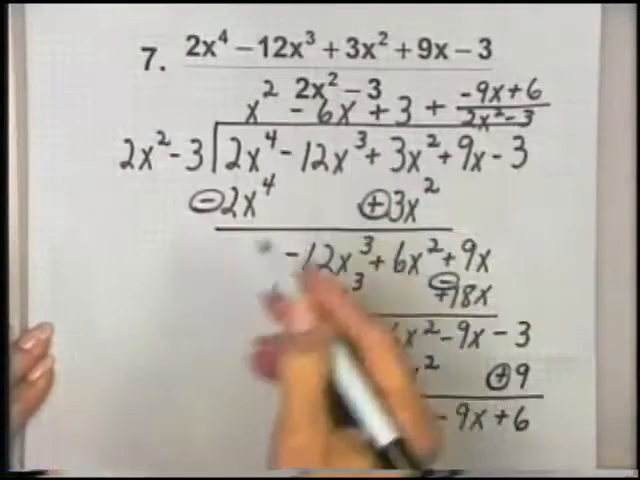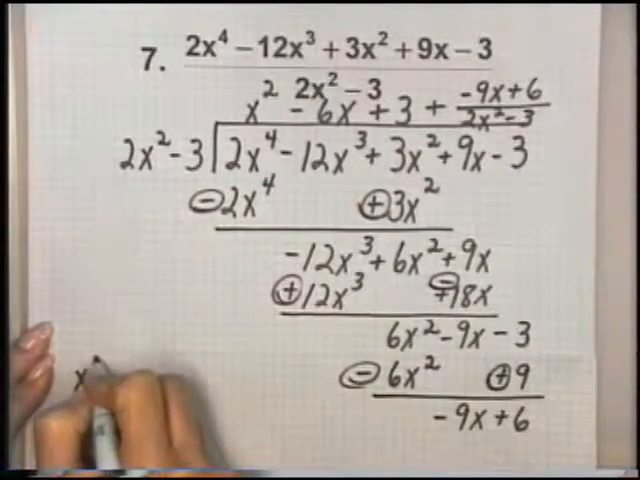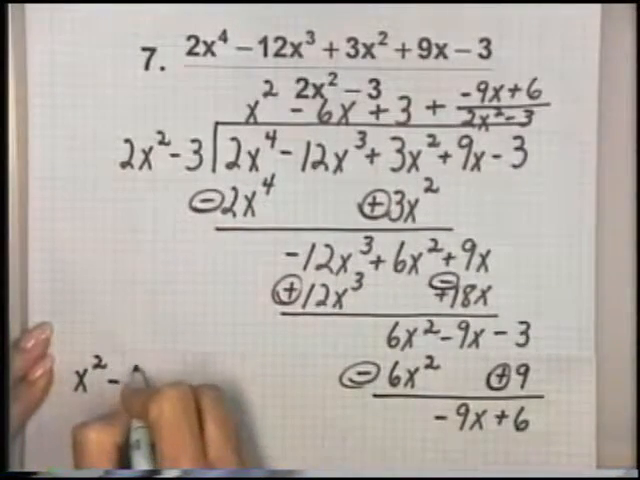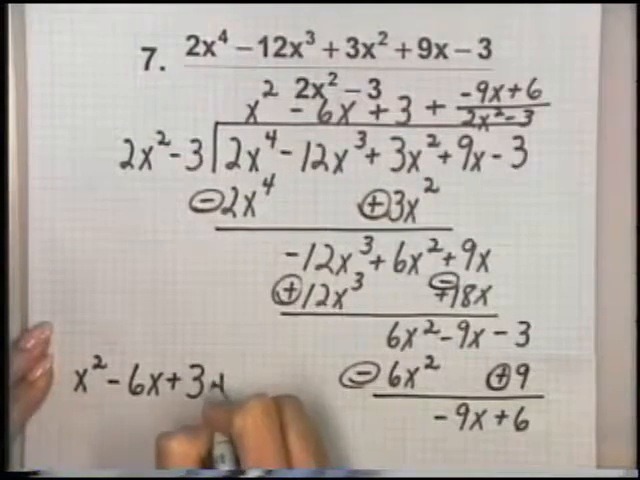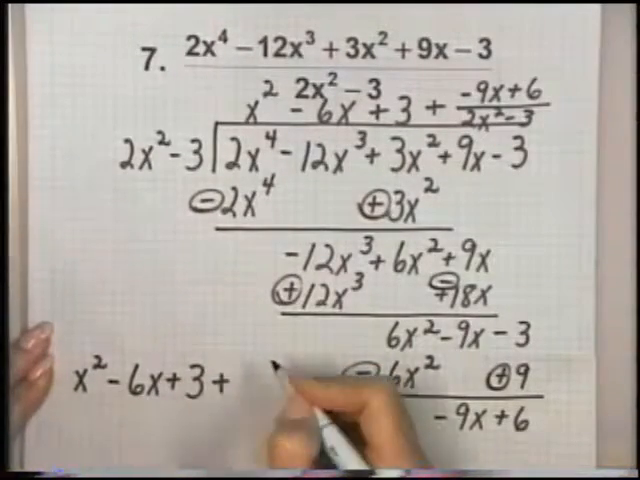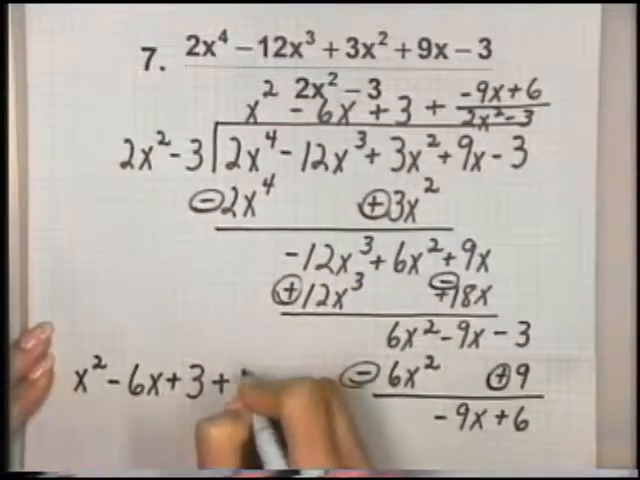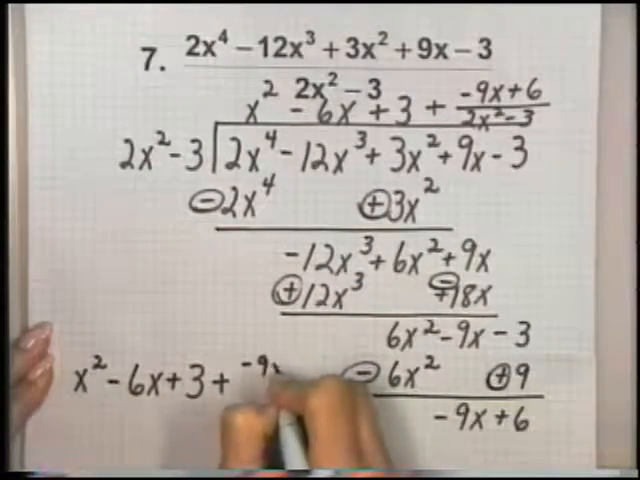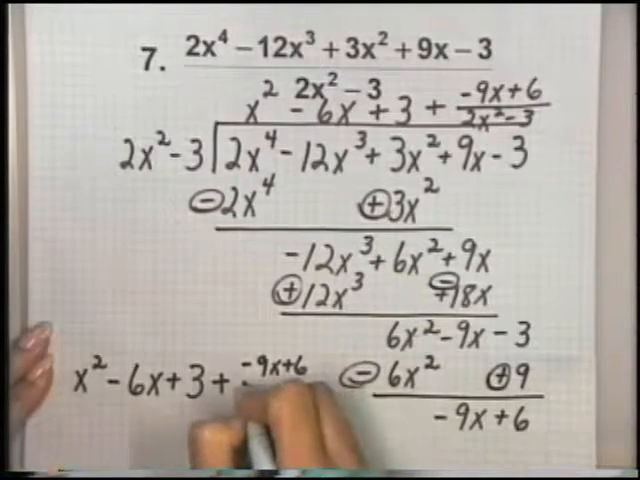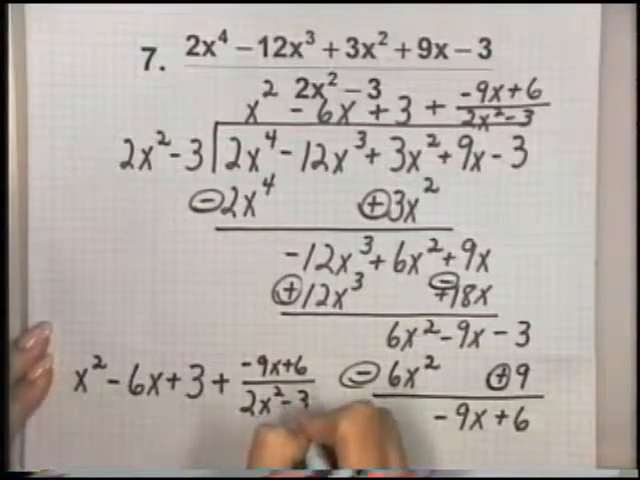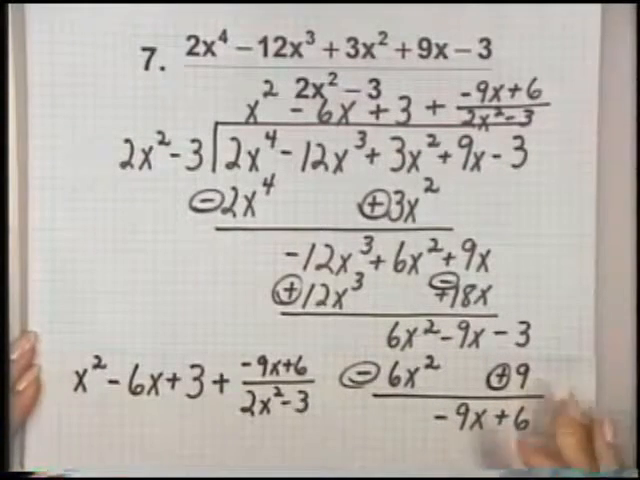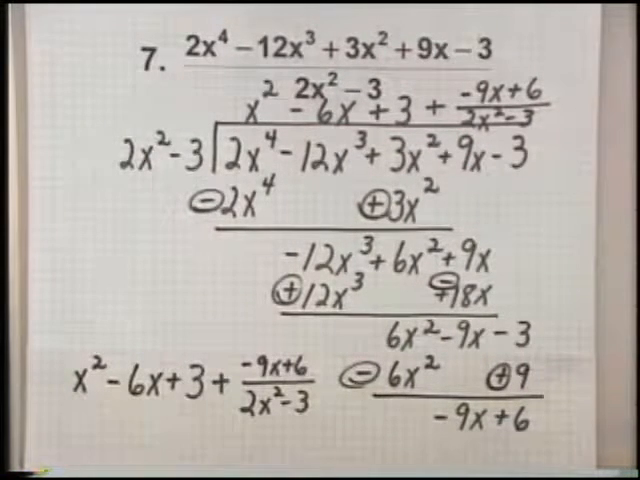So let's write that answer. My quotient here is x squared minus 6x plus 3 plus my remainder over the divisor, which would be negative 9x plus 6 over 2x squared minus 3.